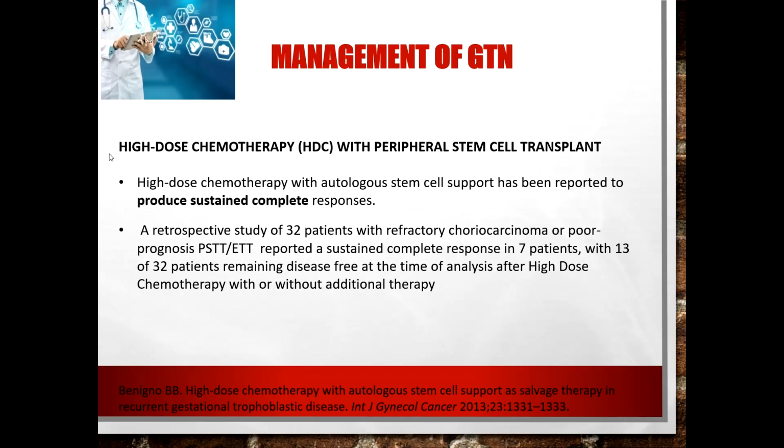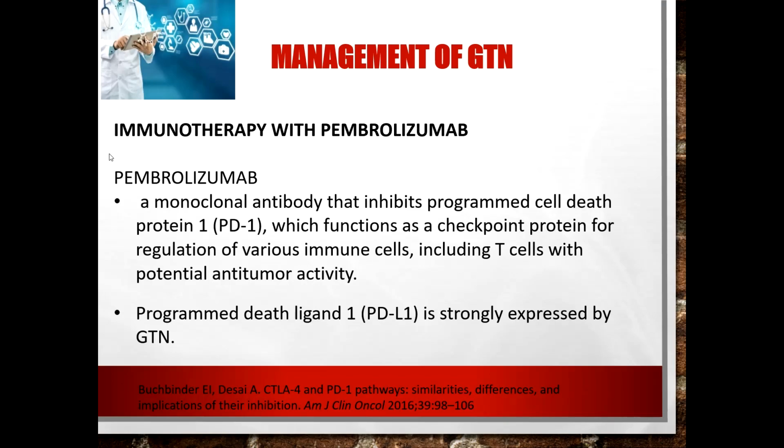High-dose chemotherapy with autologous stem cell support has been reported to produce sustained complete responses. A retrospective study of 32 patients with refractory choriocarcinoma or poor prognosis PSTT or ETT reported a sustained complete response in 7 patients, with 13 of 32 patients remaining disease-free at the time of analysis. What about immunotherapy using pembrolizumab?